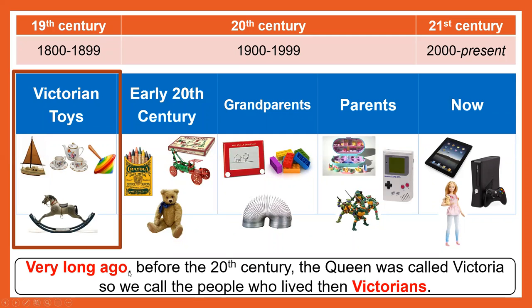Very long ago, before the 20th century, the Queen was called Victoria. So we call the people who lived then Victorians. And here they are right at the end of our timeline in the 19th century.